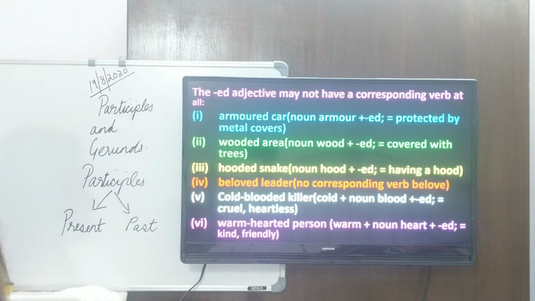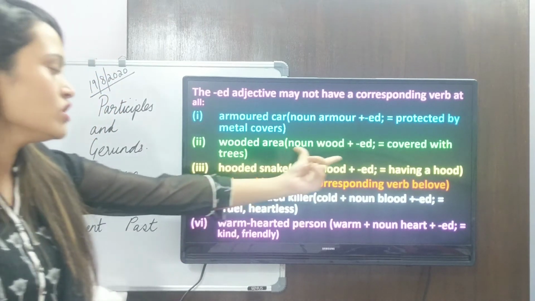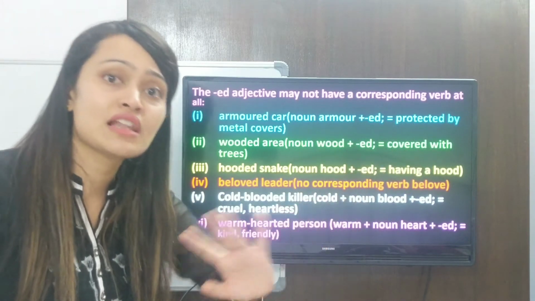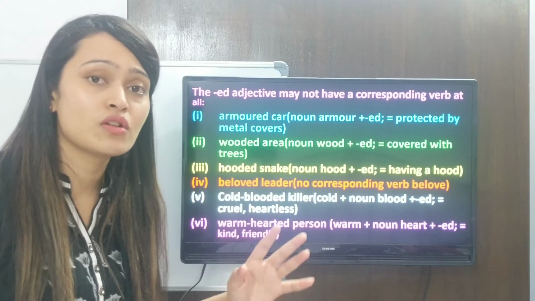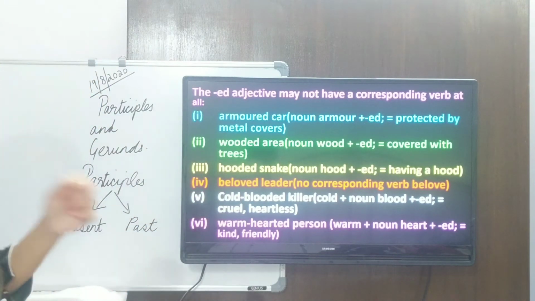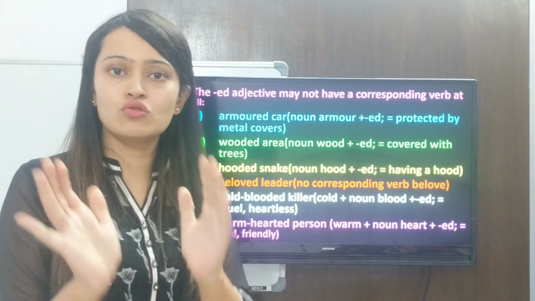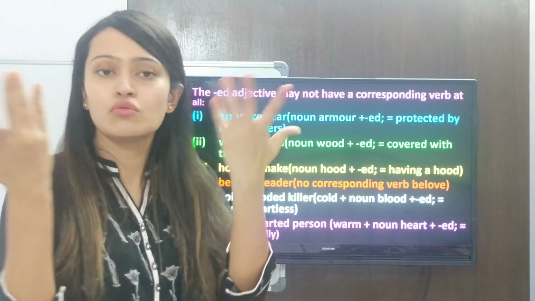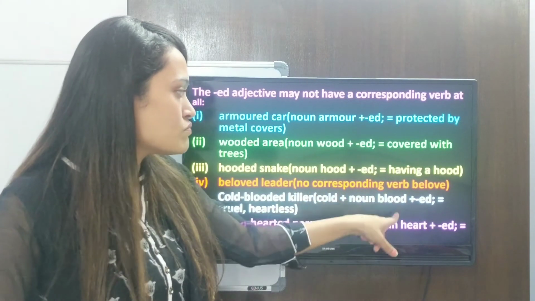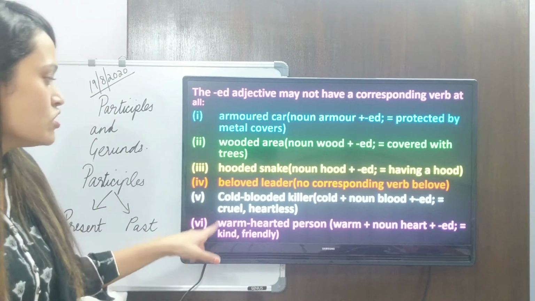Wooded area. Again a noun along with ed. Hooded snake, a noun along with ed. Beloved leader, there's no corresponding verb as beloved. Is there any verb as beloved? No. Exception. Cold-blooded killer. In the case of cold-blooded, cold is altogether a new, individual word having its own meaning. Then we have the noun blood along with ed. So this is another example of exception.